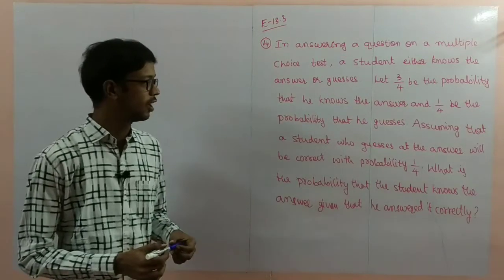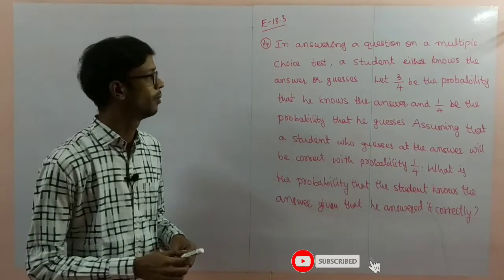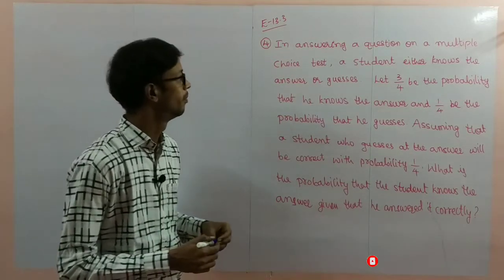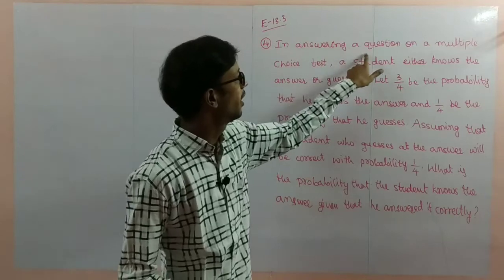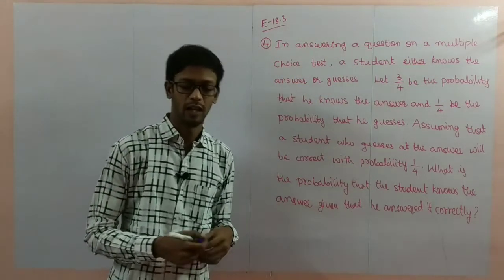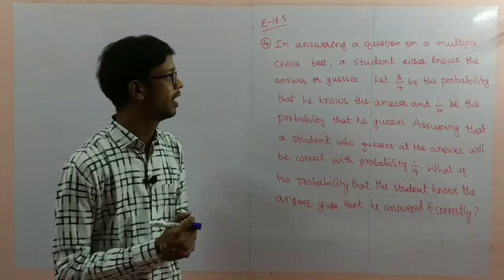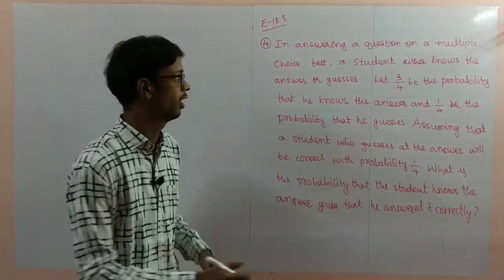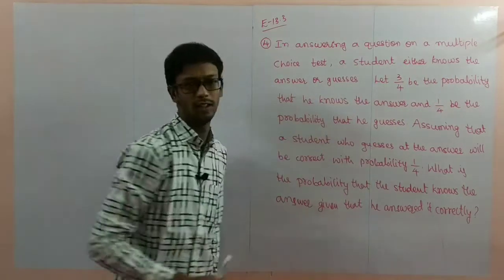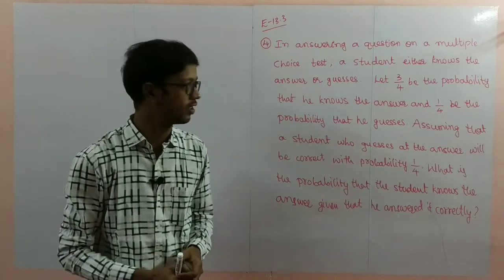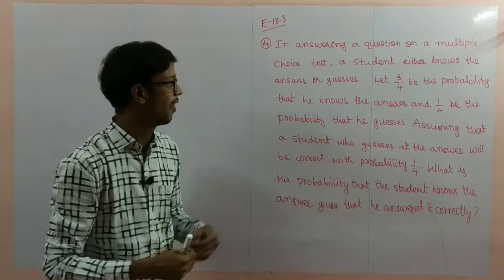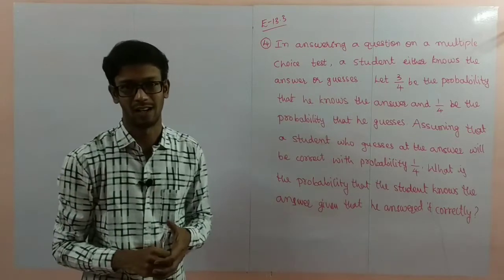Now we continue the session with the next problem in the exercise. Exercise 13.3, fourth problem. In answering a question on a multiple choice test, a student either knows the answer or guesses. The student has two options here: either he knows the correct answer, otherwise he guesses the answer.